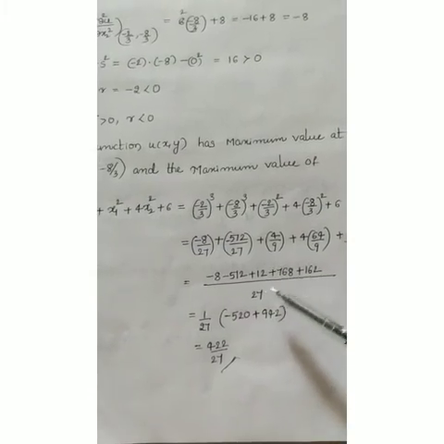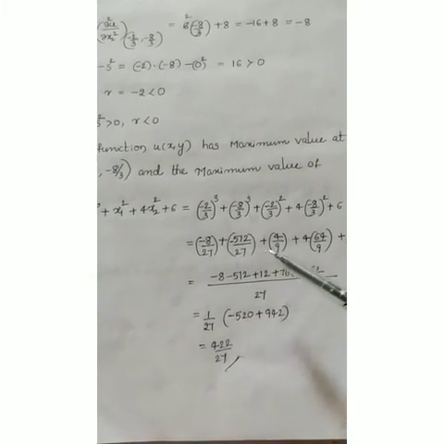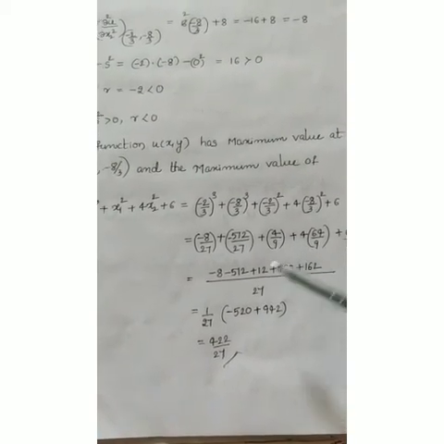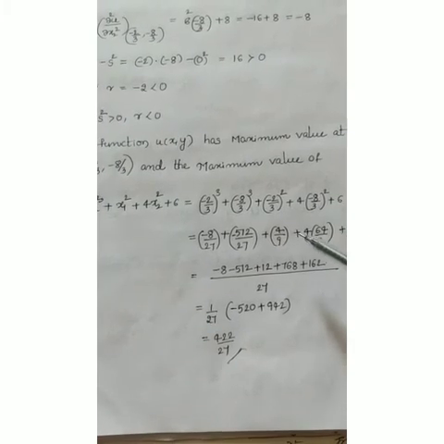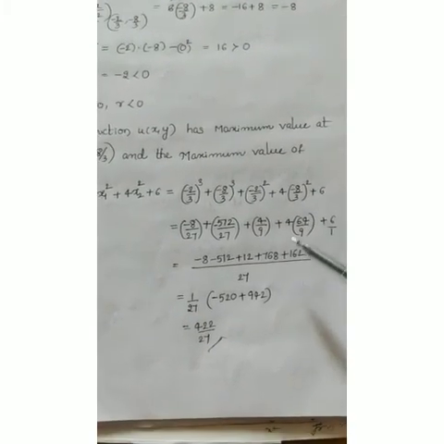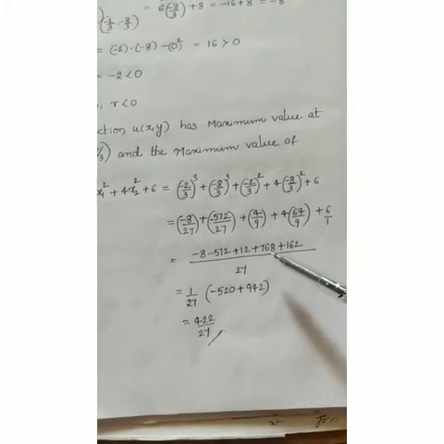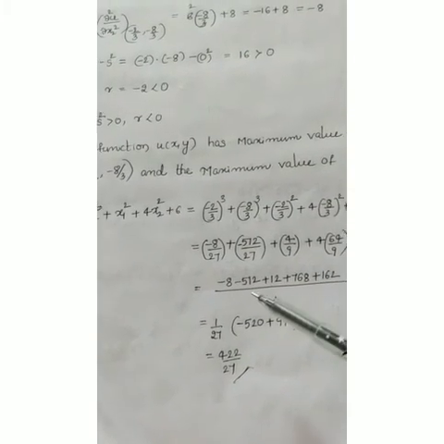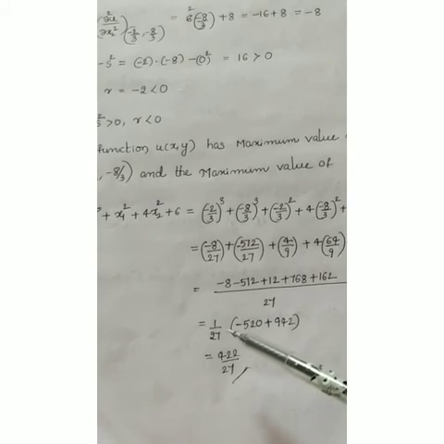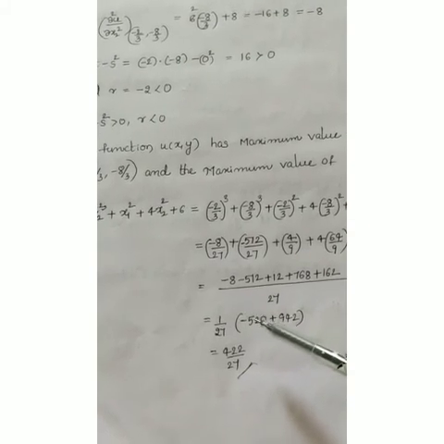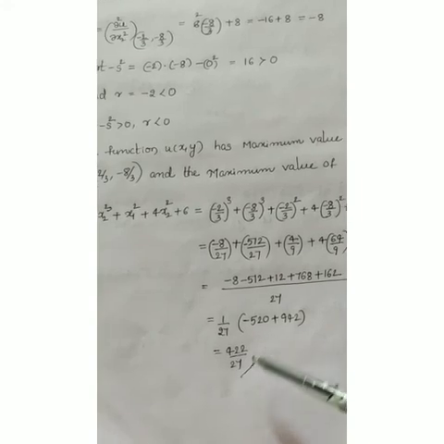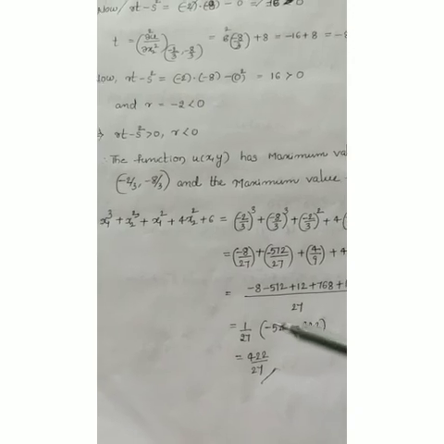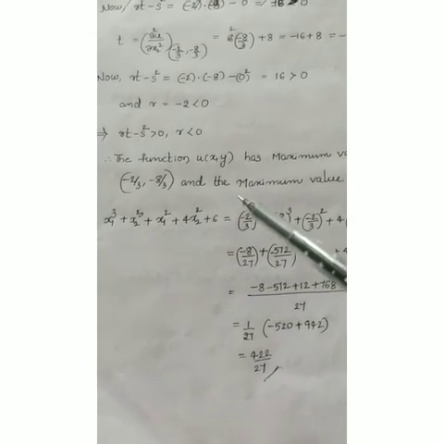Then taking the LCM, 27: -8 - 512 + 12 + 768 + 162, over 27. 9 3s are 27, so 3 into 4 is 12, 12 into 64 is 768, and 27 into 6 is 162 by 27. Then by simplifying this, minus terms -520 plus 942, that is 422 by 27. So this is the maximum value of the given function u of (x, y).